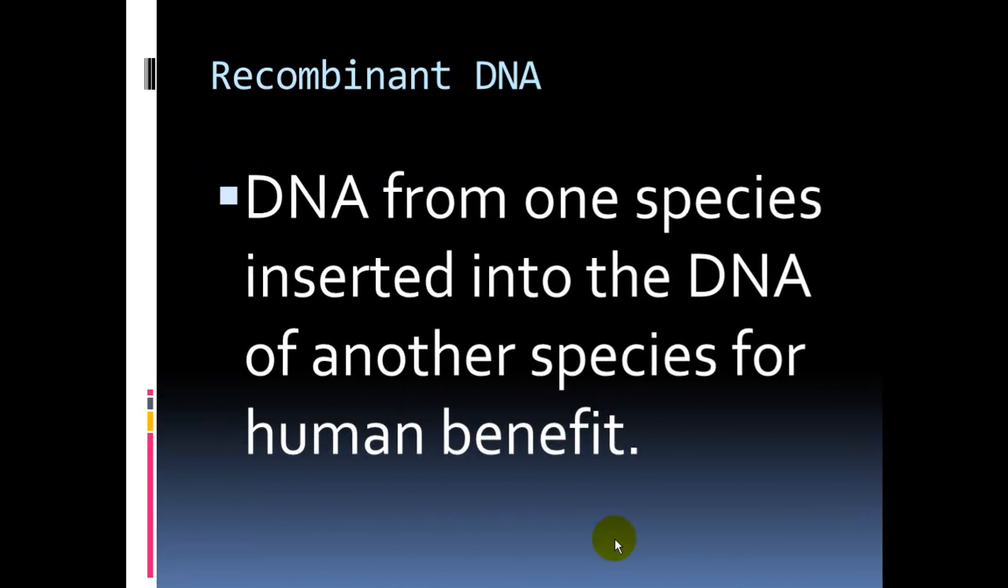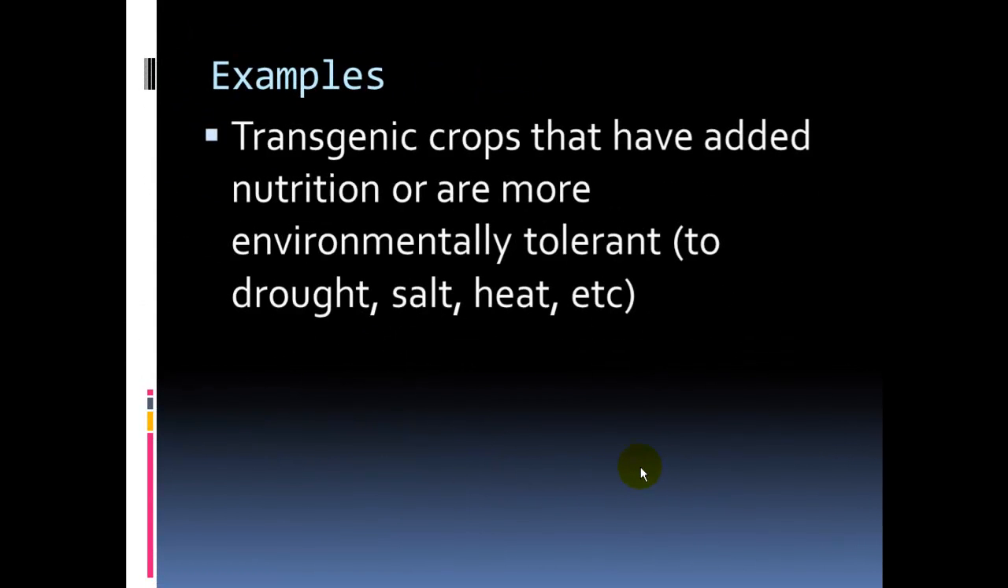So recombinant DNA is defined as DNA from one species. So in the example, if we're talking about insulin, it would be DNA from a human being that is inserted or added into the DNA of another species, and this is for human benefit, right? It makes a lot of money. So although there are many good things that have come out of it, it is a technology, it is a money-making operation. So some examples, transgenic crops. So we've all, I think, hopefully heard of GMO, genetically modified crops or organisms are sometimes in the news.